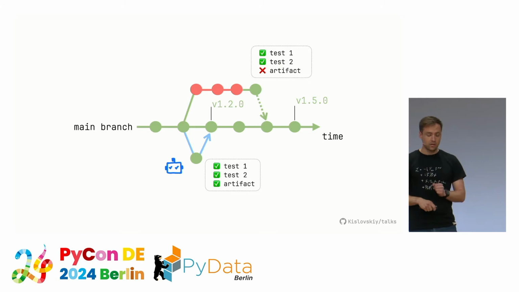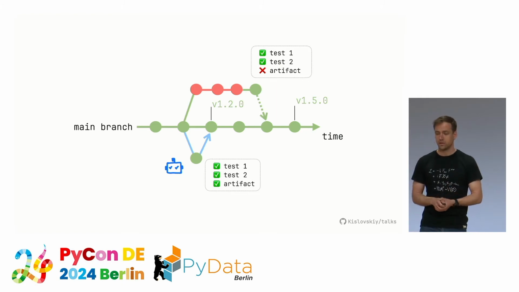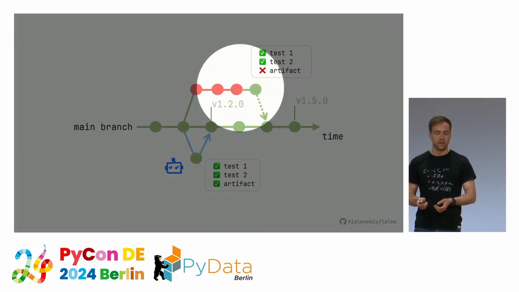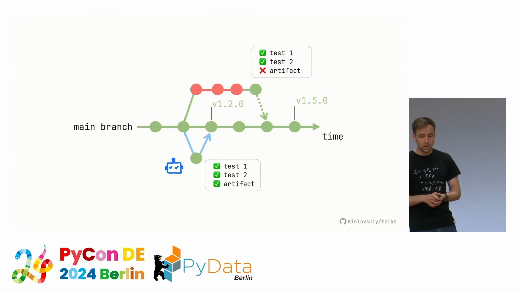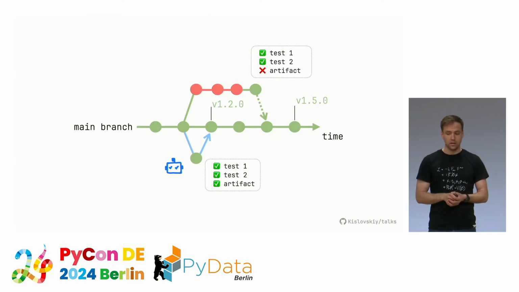And you see that there are two important aspects in this diagram. First, there are two colors, the green color and the red color. And there are some tests and then some artifacts. And this is actually something quite simple, but it gives you lots of power as soon as you understand how to do this.